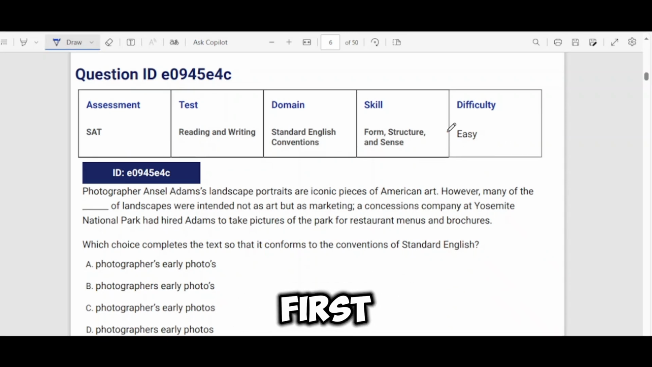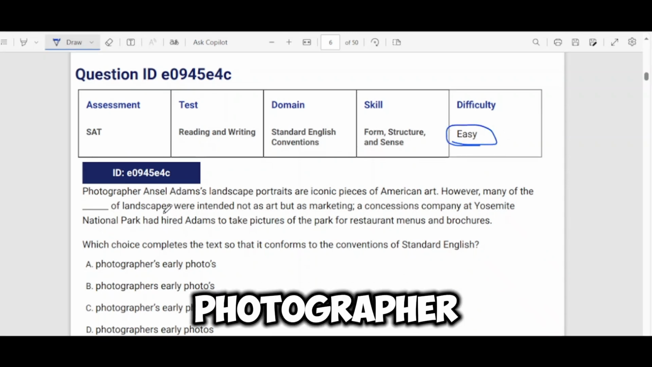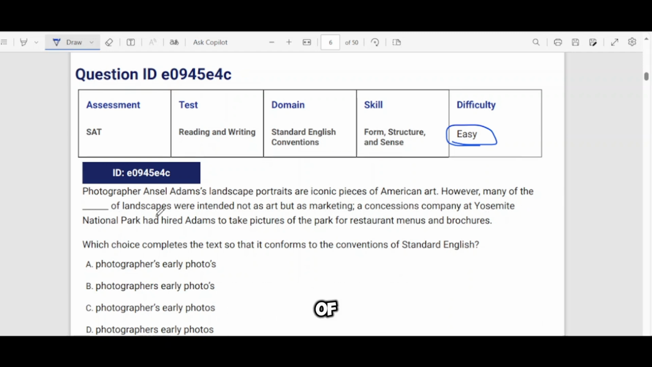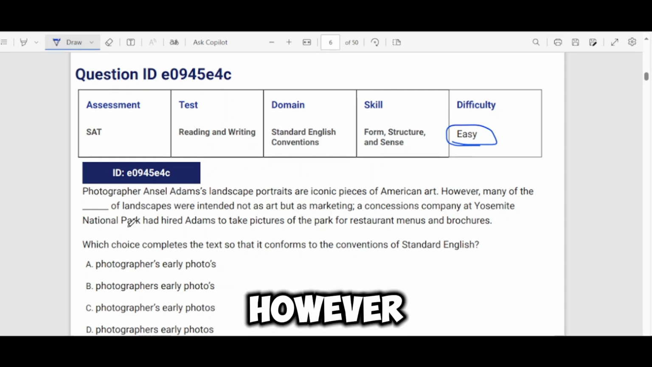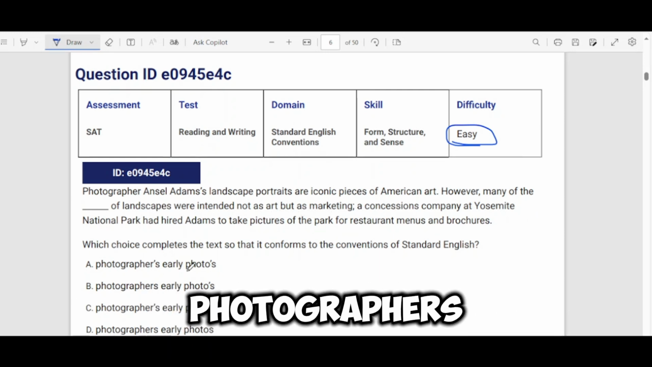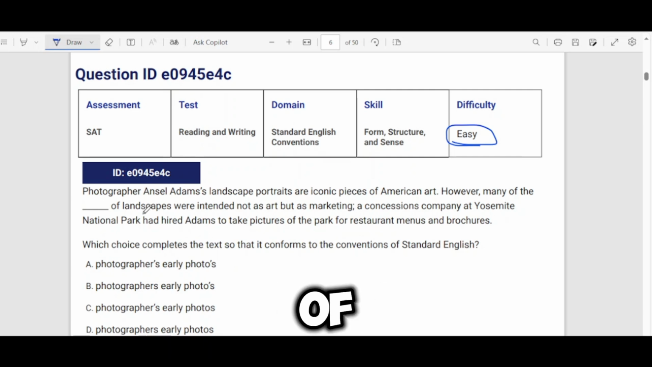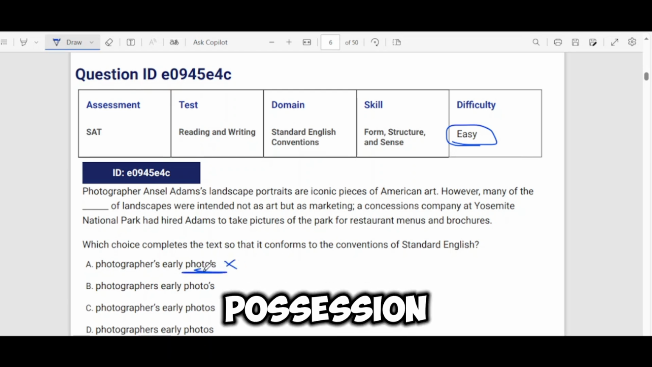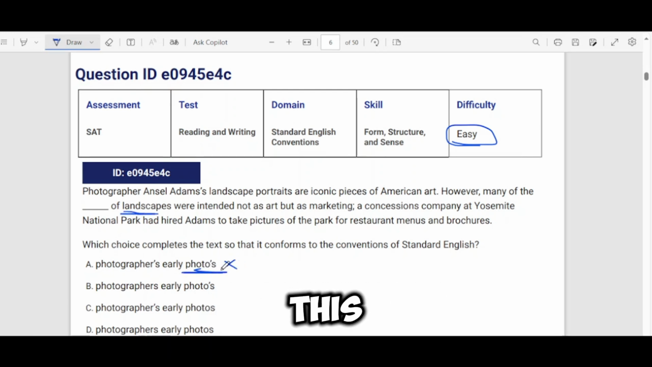Alright, here's our first example, which is the easiest one. Photographer Ansel Adams' landscape portraits are iconic pieces of American art. However, many of the dash of landscapes were intended not as art but as marketing. However, many of photographers' early photos, okay, of landscapes, photos of landscapes. Now, photos, this is wrong because photos is not showing possession of landscapes.